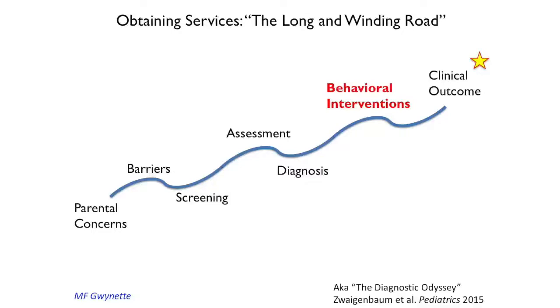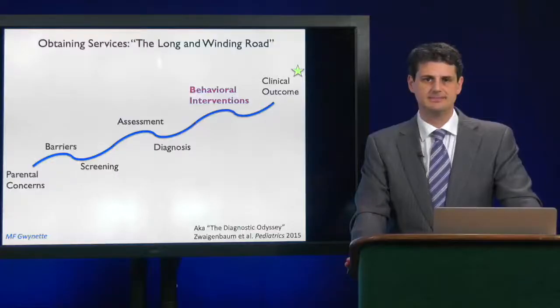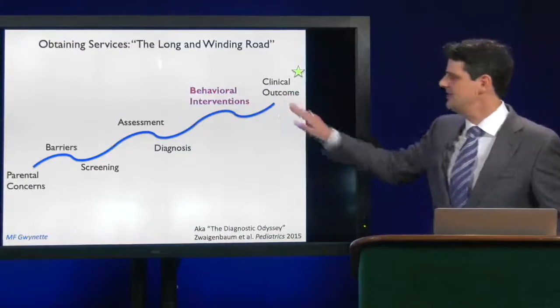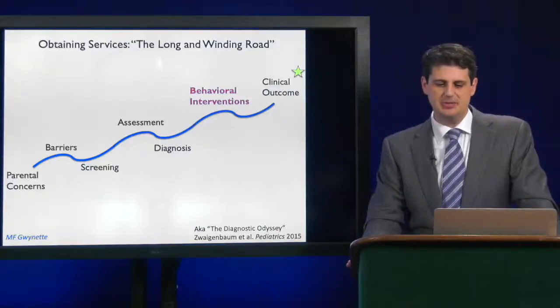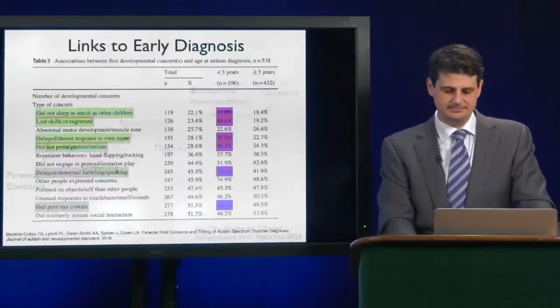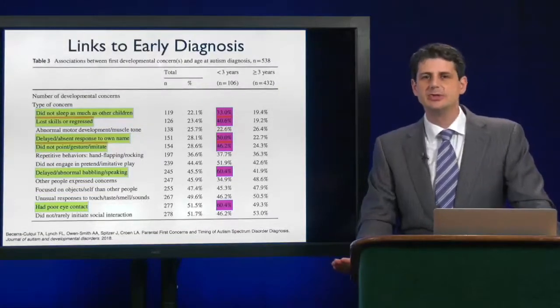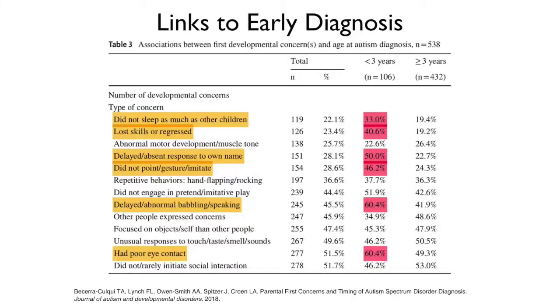But we know that behavioral interventions for autism can't begin until the child has been diagnosed with autism. So this is a very important piece. And so anything that you can do in your practice to speed up this process will have a big impact. Of course, our goal is to have a favorable clinical outcome, so we're keeping our eye on the ball at all times. Now, links to early diagnosis. I think it's important to identify which factors we can look for in our clinics that might be a difference maker.